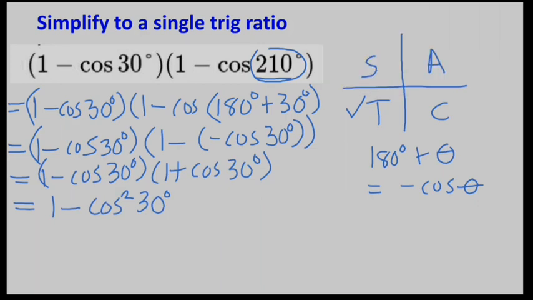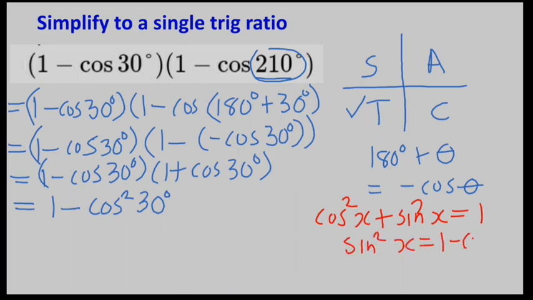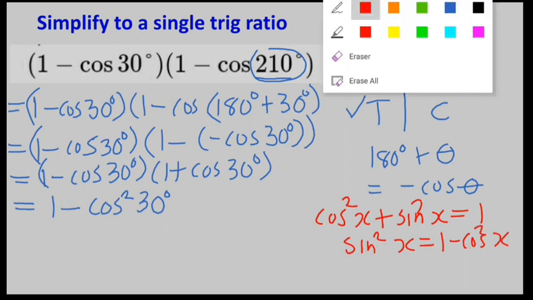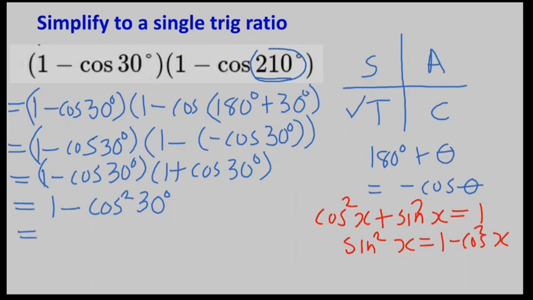Now, the 1 minus cos squared 30, I've seen this before. We spoke of the Pythagorean identity in one of our videos, where we said cos squared x plus sine squared x is equal to 1. Subtract cos squared x from both sides, you discover that sine squared x is equal to 1 minus cos squared x. So, this is the same as sine squared of 30.